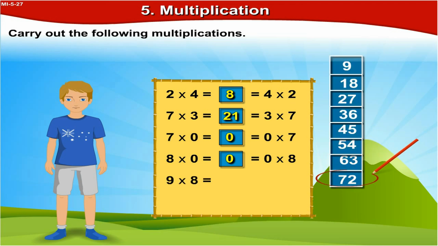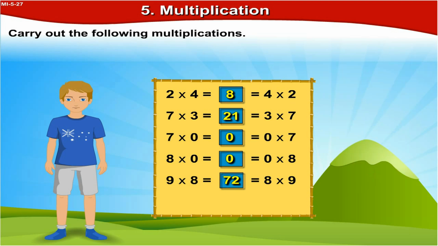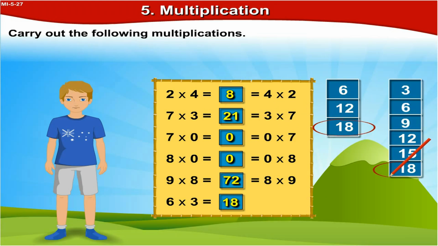9 multiplied by 8 is equal to 72. 72 is equal to 8 multiplied by 9. 6 multiplied by 3 is equal to 18. 18 is equal to 3 multiplied by 6.